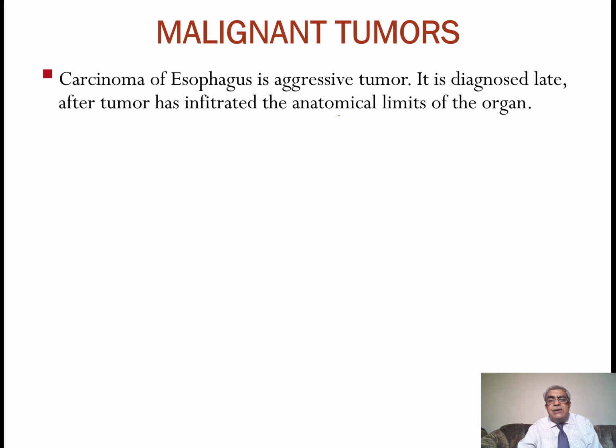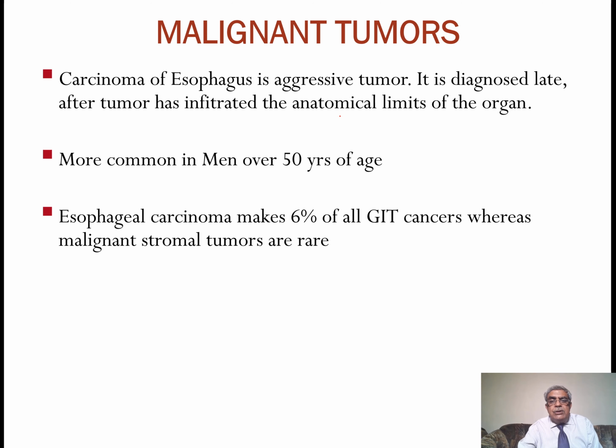Carcinoma of the esophagus is an aggressive tumor. It is diagnosed late, and it is diagnosed after the tumor has infiltrated the anatomical limits of the organ, because there is no serosa in the esophagus and it's rich in lymphatics. More common in men over 50 years of age. Esophageal carcinoma, as I told you, forms 6% of all GIT malignancies.